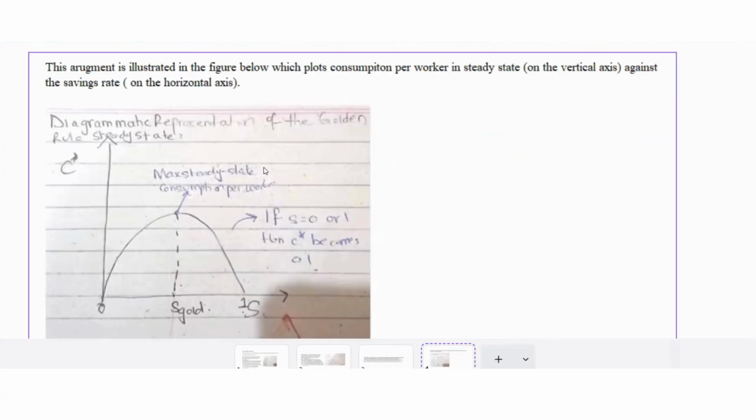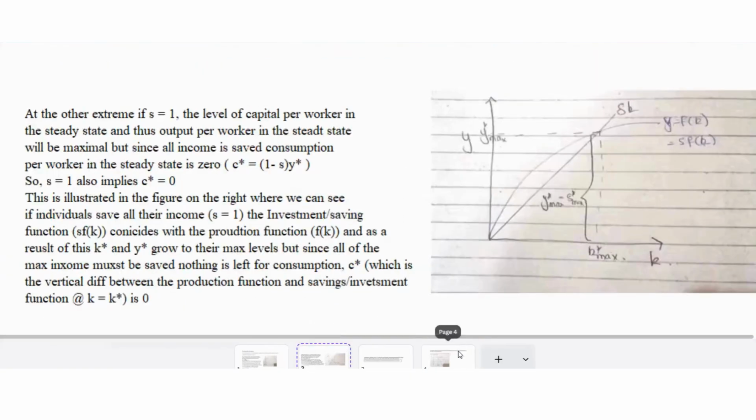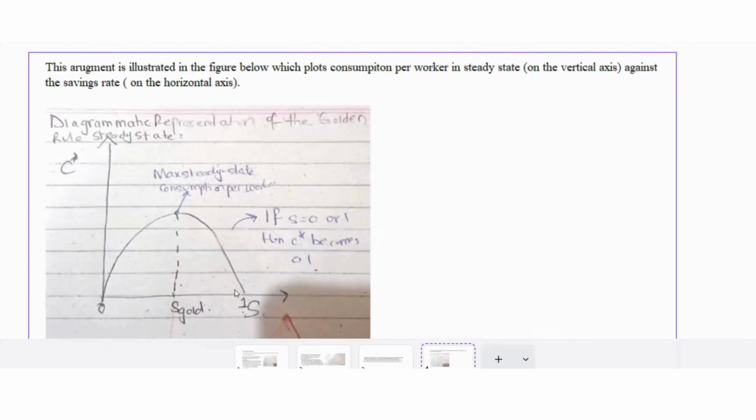So this argument is illustrated in the figure below, where we're plotting consumption per worker in the steady state on the vertical axis, i.e. C star, against the savings rate on the horizontal axis. We can see that if S is equal to 0 or S is equal to 1, then C star must become 0, and we've looked at the logic behind it here. And somewhere in between 0 and 1 is a value of the savings rate, which is S gold, which maximizes steady state consumption per worker.